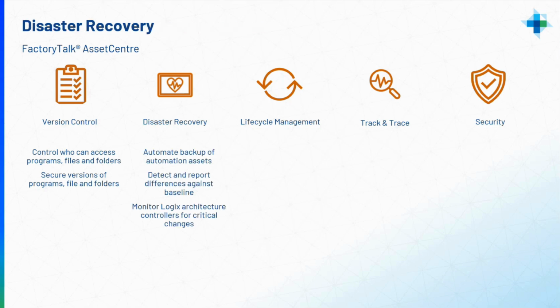Next up, the second main capability is disaster recovery, where users can either automate the frequency of running different scheduling types like backups, comparison reports, or they can manually run these different disaster recovery schedules as well.